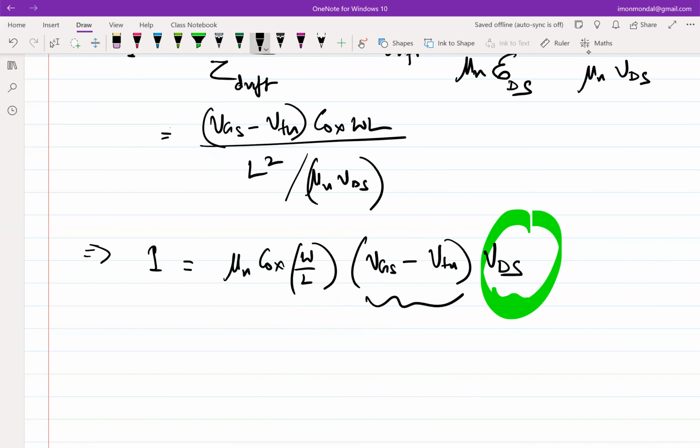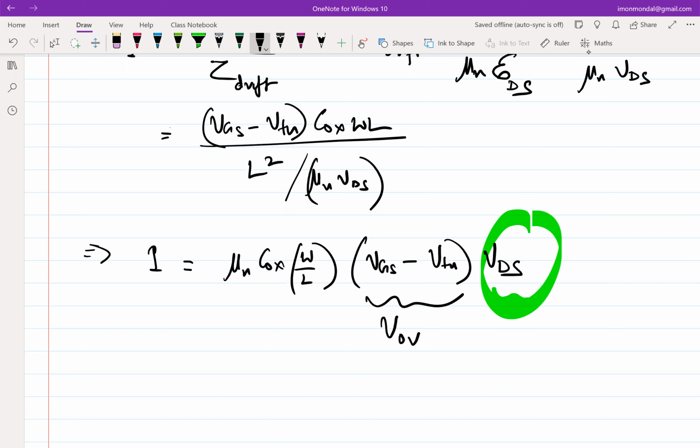This term is often called V overdrive, VOV. It's overdrive because if VOV is 0, that is VGS equal to VTH, then by our model there is no carrier to flow. If you have no carrier, no current. So OV means overdrive: how much you have driven the gate on top of the threshold voltage in order to generate the carriers. And VDS is obviously the force that you are applying between the drain and source terminals, which in this case is a voltage.